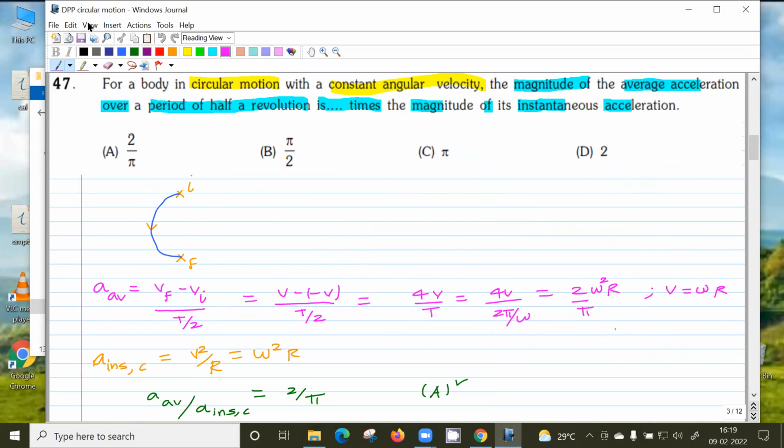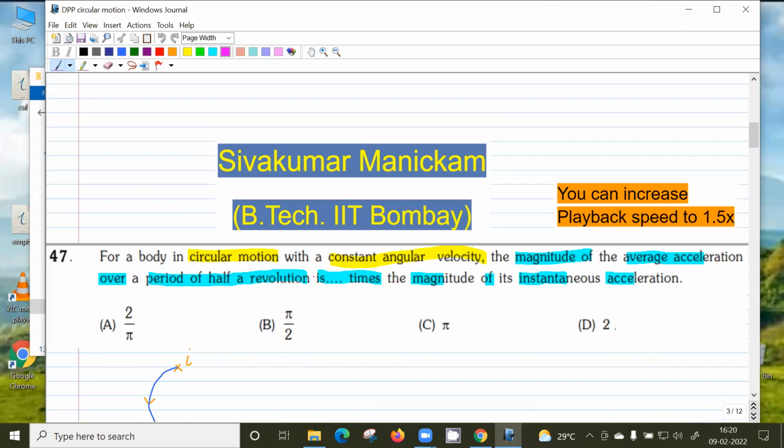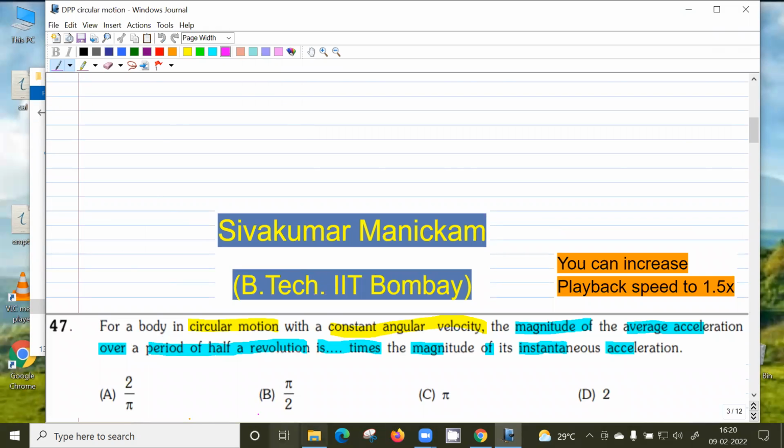Okay, just read this problem. A body in circular motion with constant angular velocity, the magnitude of the average acceleration over a half period of revolution is dot times the magnitude of the instantaneous acceleration. Okay, so average acceleration and instantaneous acceleration, we have to compare. Bodies in circular motion with constant angular velocity. So can you try this problem?